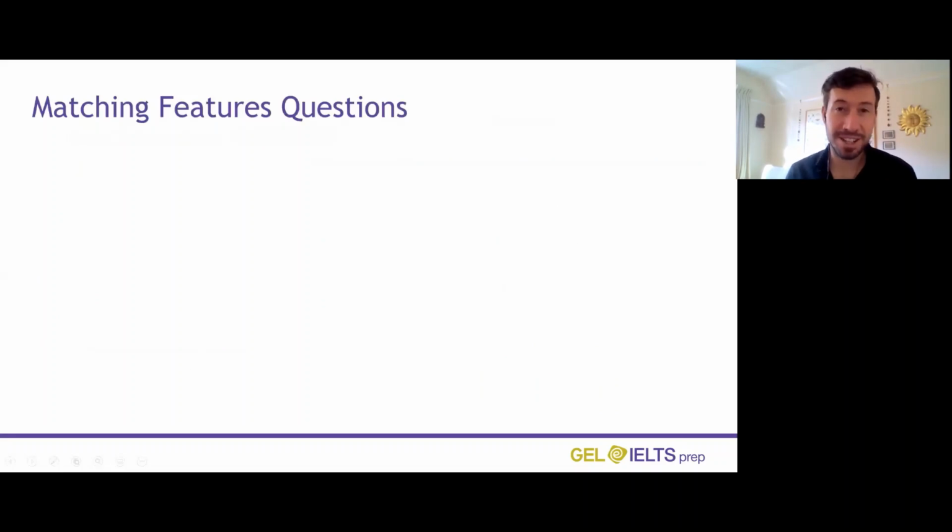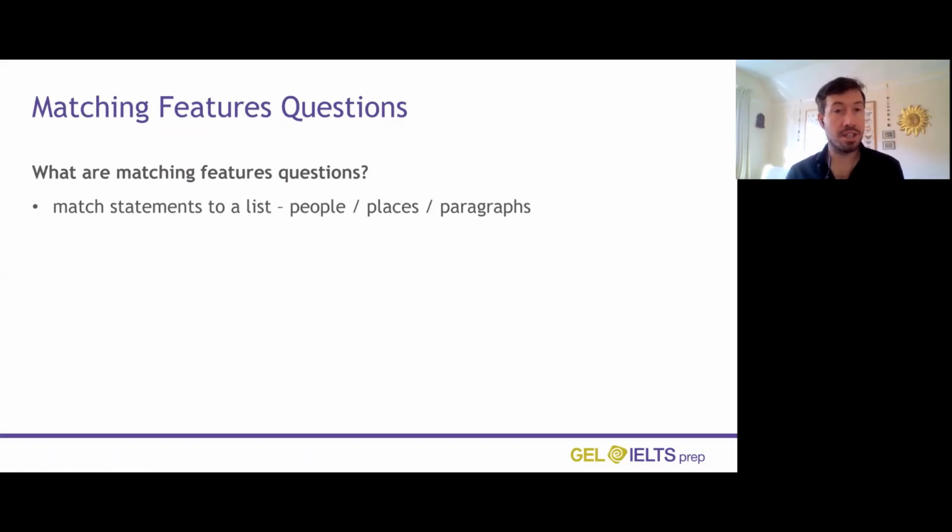So now let's turn our attention to matching features questions. Well, these are quite different to the short answer ones. In these, you have to match statements to a list of people, places, or maybe paragraphs. And you have to say, which does that statement connect to? It might be who said this, it might be where did this happen, or it might be which paragraph contains this information, and you would have to match it.